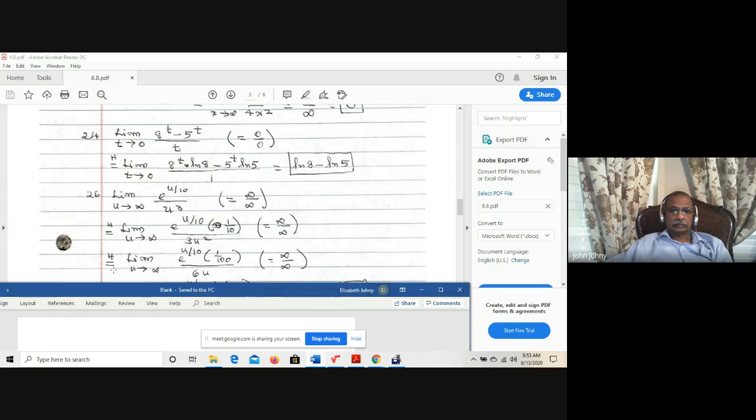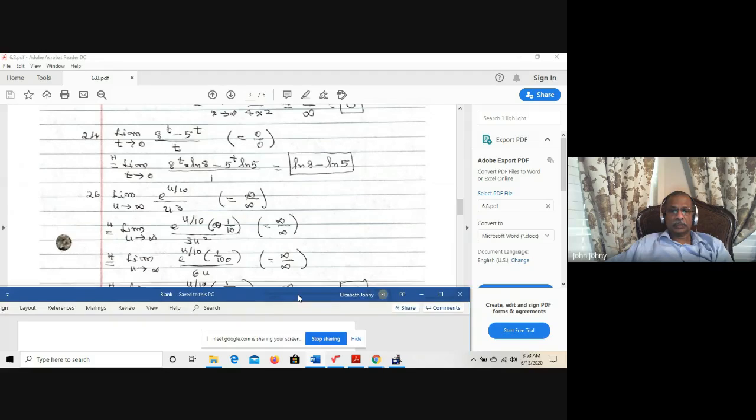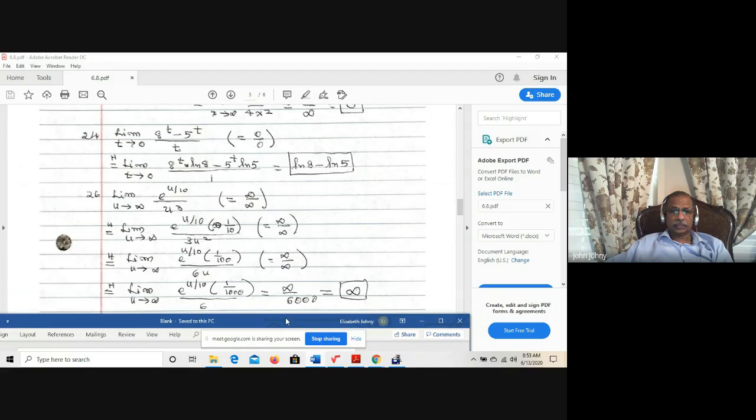Then again differentiate the numerator, e to the u over 10 times 1 over 10. Already there is a 1 over 10, so that is going to be 1 over 100, over 6u, that is infinity over infinity. Differentiate once again: e to the u over 10 times 1 over 1000, divided by 6. Now substitute u equal to infinity. You have infinity divided by 6000, which is infinity.